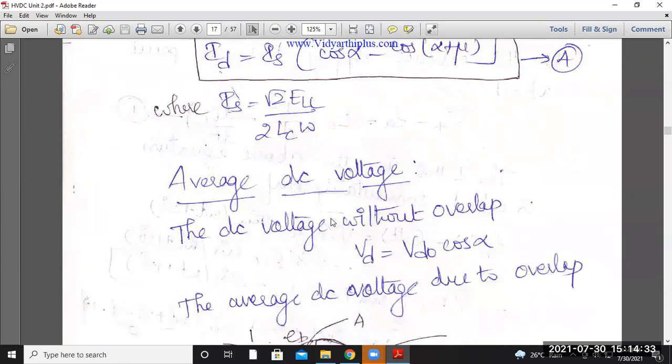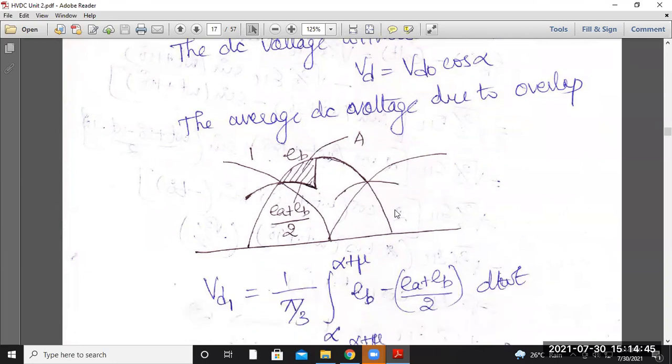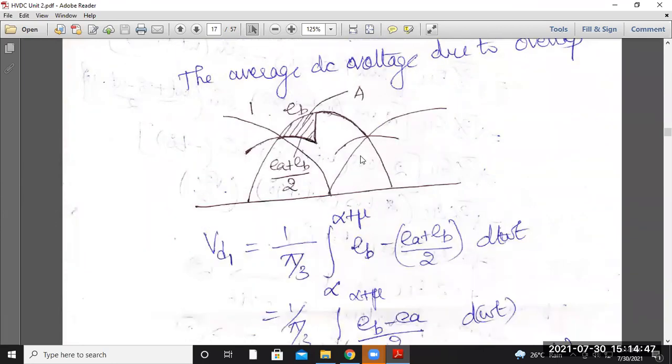Now let's talk about the average DC voltage. The average DC voltage without overlap is given by Vd equal to V naught cos alpha. Now what will happen if we consider the overlapping? Here you can see the zoomed-in part of the particular waveform, with the equations for EA, EA plus EB, and EA plus EB divided by 2.